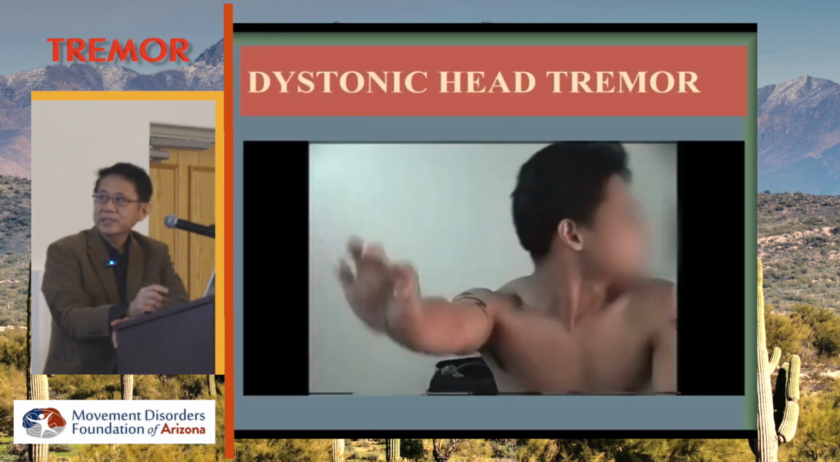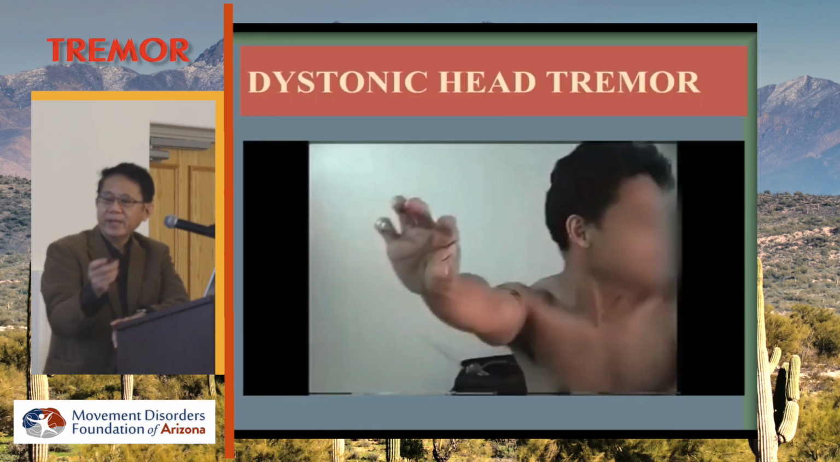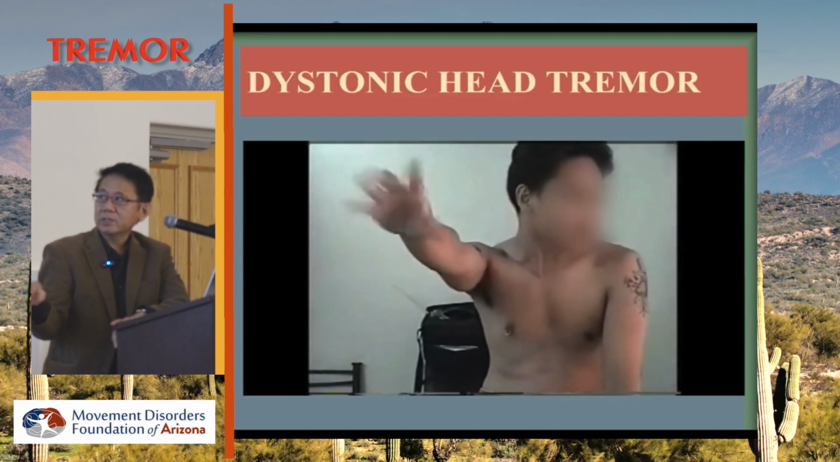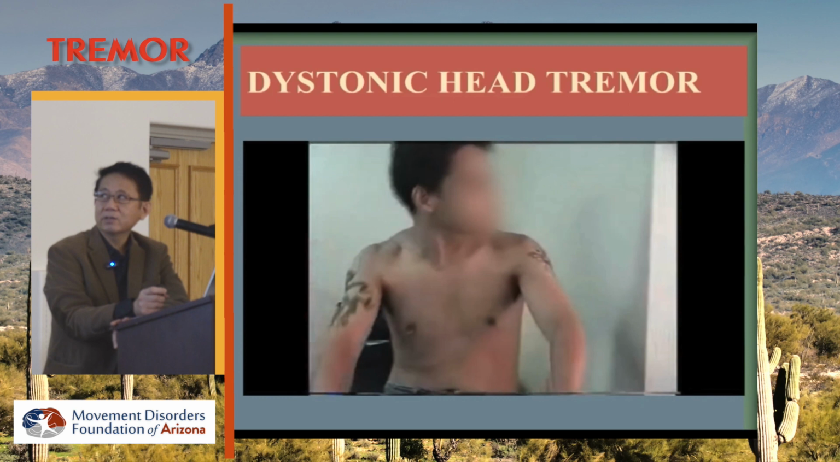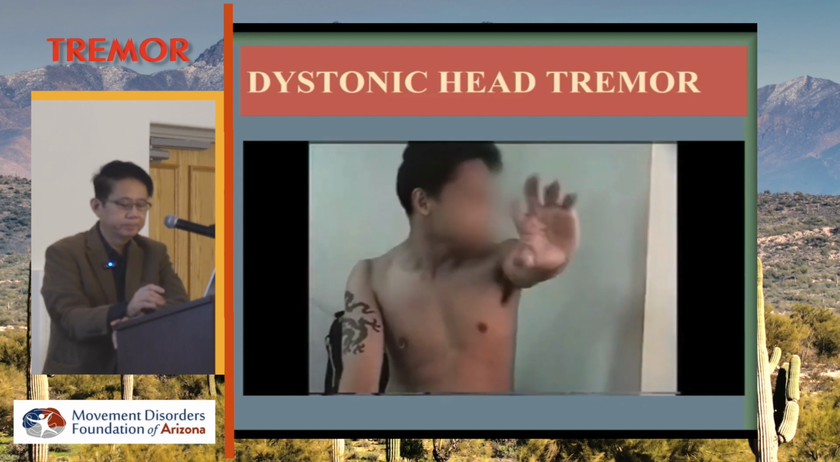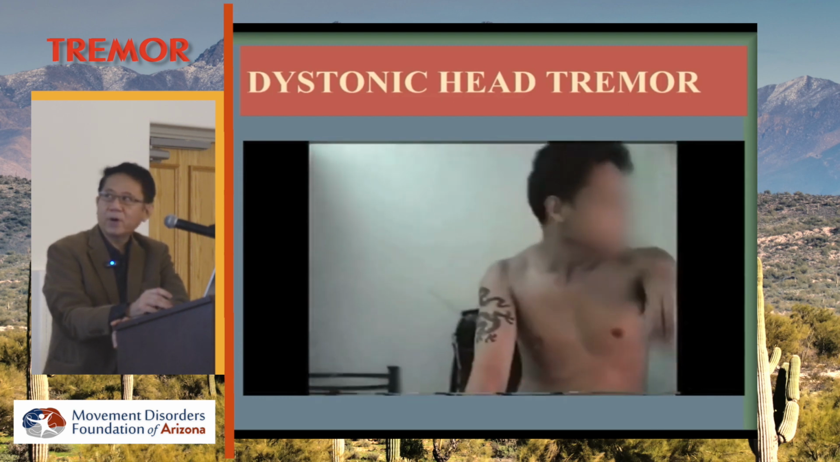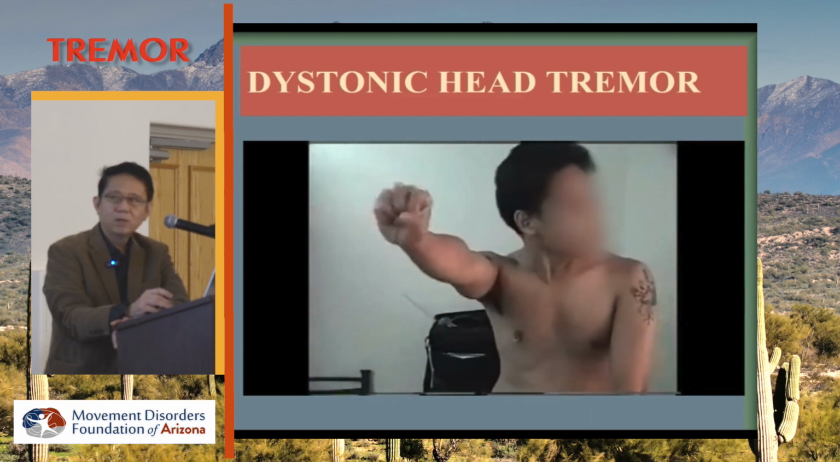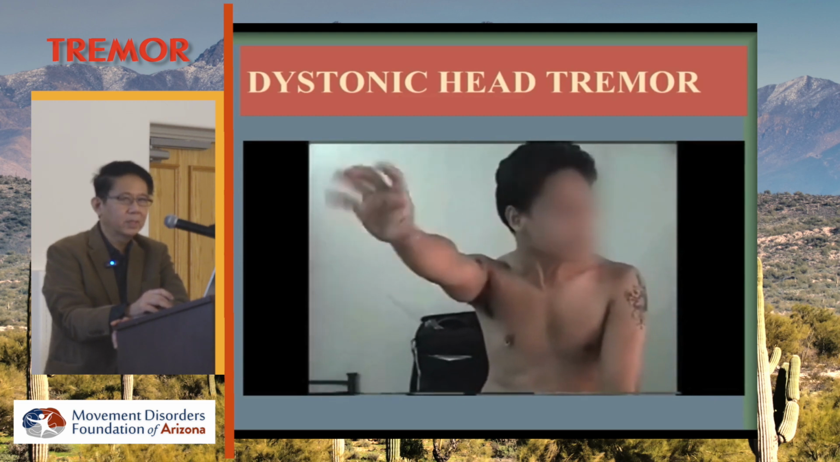And then you see this individual with turning of the head towards the left. It's involuntary. And you also see that the head tremors to and fro horizontally. So this is called a dystonic head tremor. So it is a tremor in a part of the body that has dystonia. Dystonia refers to spasming or twisting or turning of a body part.